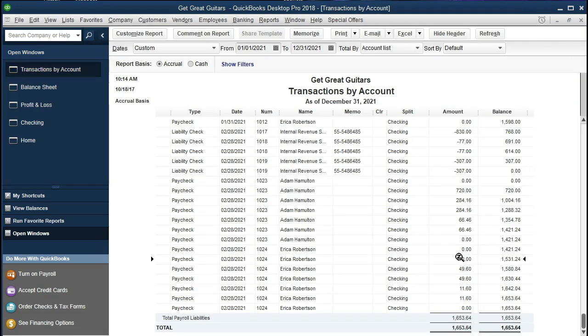once again, there's the federal income tax, there's the employee portion of Social Security, the employer portion of Social Security, the employee portion of Medicare, the employer portion of Medicare, broken out by, in this case, one paycheck. Same information would be up here for the second paycheck. And if we had more than 2 employees, you can see that this would be a detailed transaction by account report.